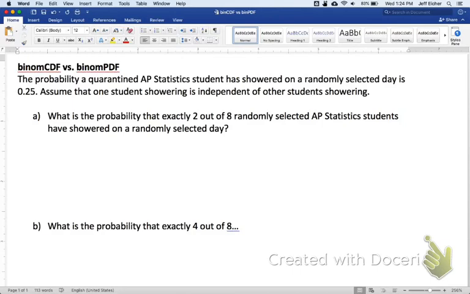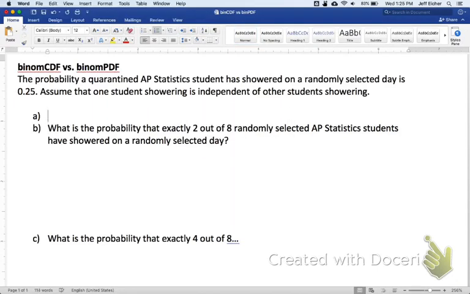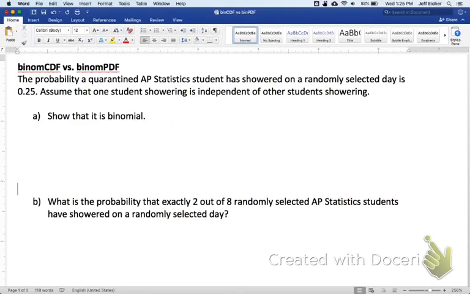So we have independence. First thing, before we answer this question, what makes this a binomial random variable? Show that it is binomial. And then we'll look specifically at how to tell if you should do BinomCDF or BinomPDF on your calculator.